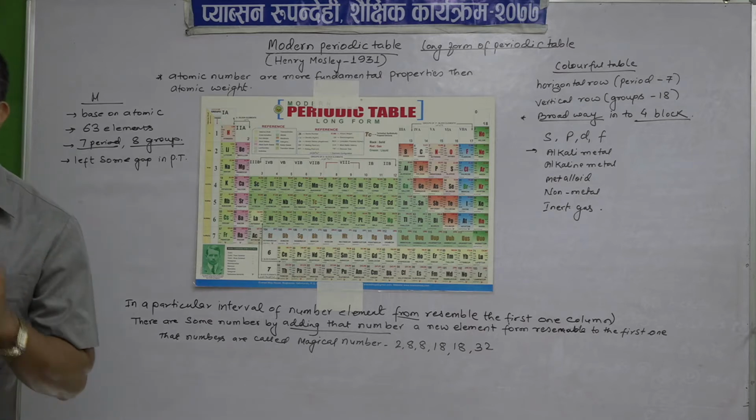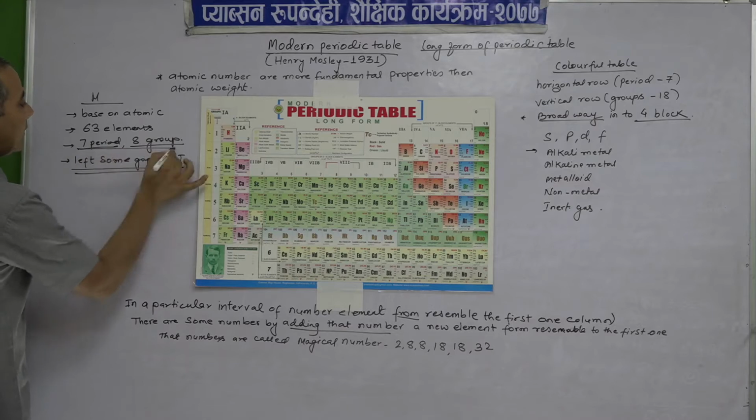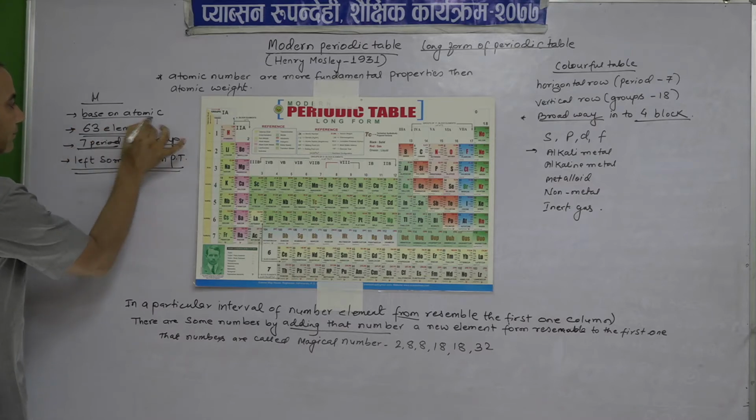Why were the gaps left by him? He predicted that elements would be discovered in the future. So, to insert those elements in the future, he made some gaps in his periodic table, so that they could be placed in that table. These are the main features of the Mendeleev periodic table.